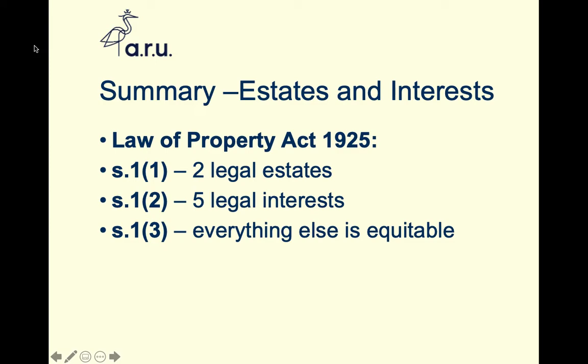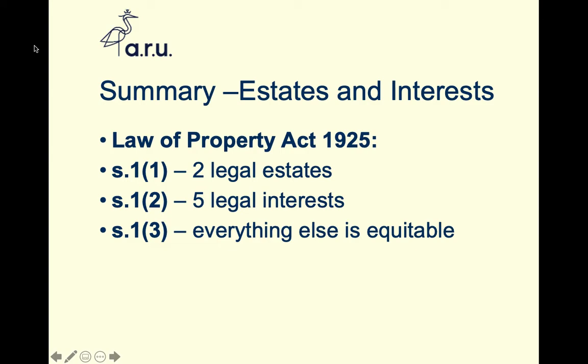There would be 5 interests which are capable of being legal. We've looked at those again in terms of an easement that's capable of being legal, a rent charge, a mortgage, a second mortgage, and the landlord's right of entry. So we've got those 5 legal interests listed in section 1.2.